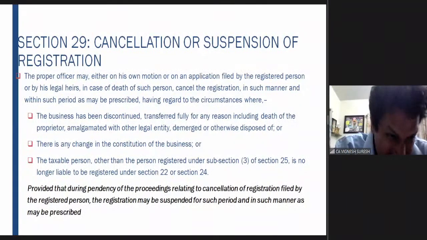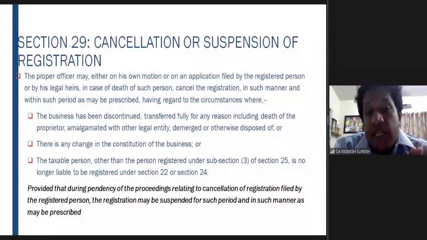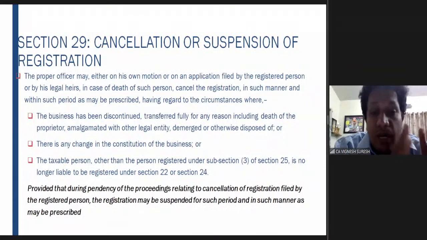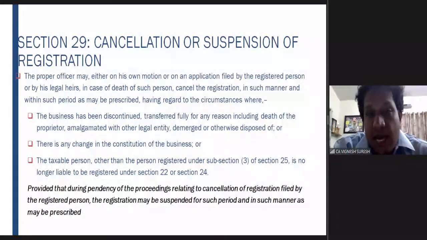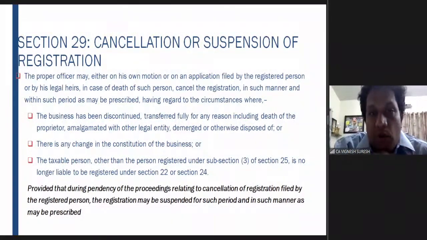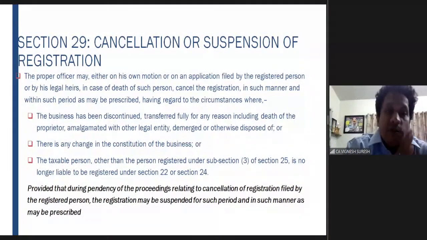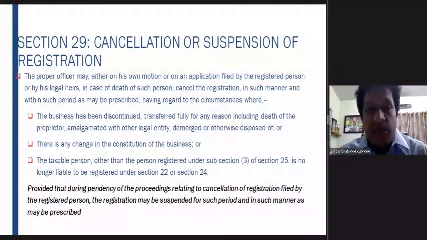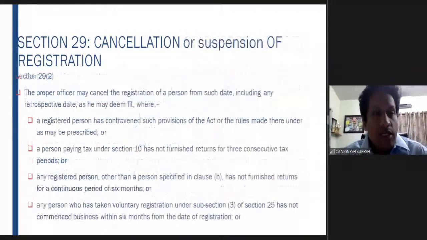Again, provided that during pendency of proceedings relating to cancellation, the registration may be suspended for such period and in such manner as may be prescribed. So whenever the cancellation proceedings are pending, the registration can be suspended for some time and in such manner as may be prescribed. So these are the circumstances due to which the registration may be cancelled.